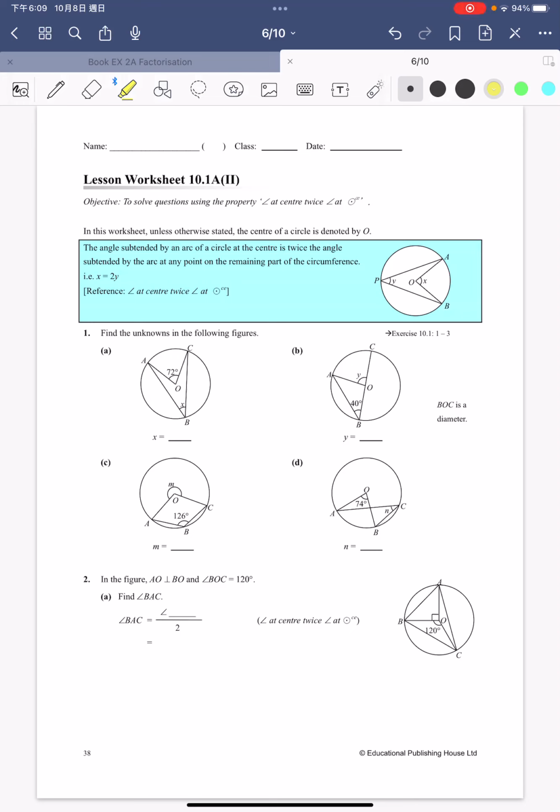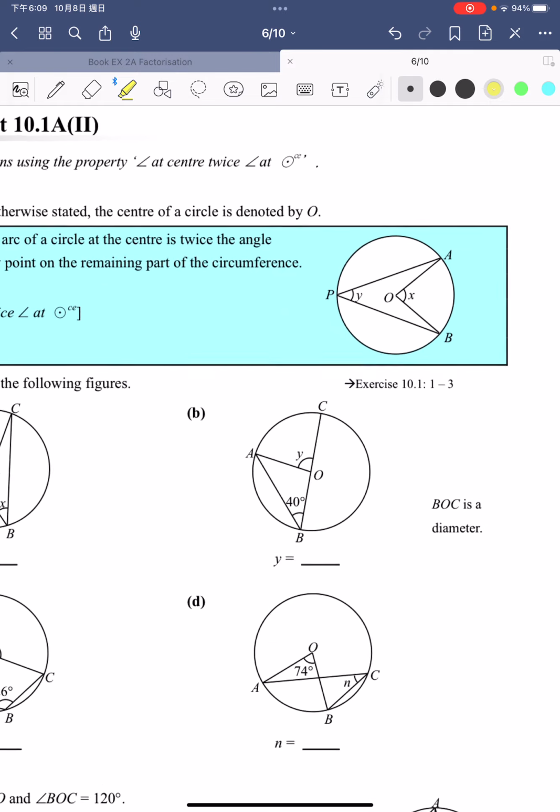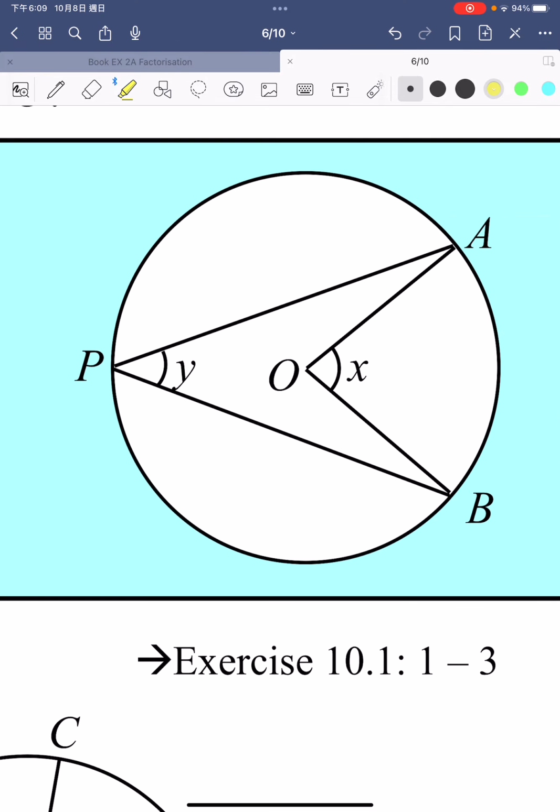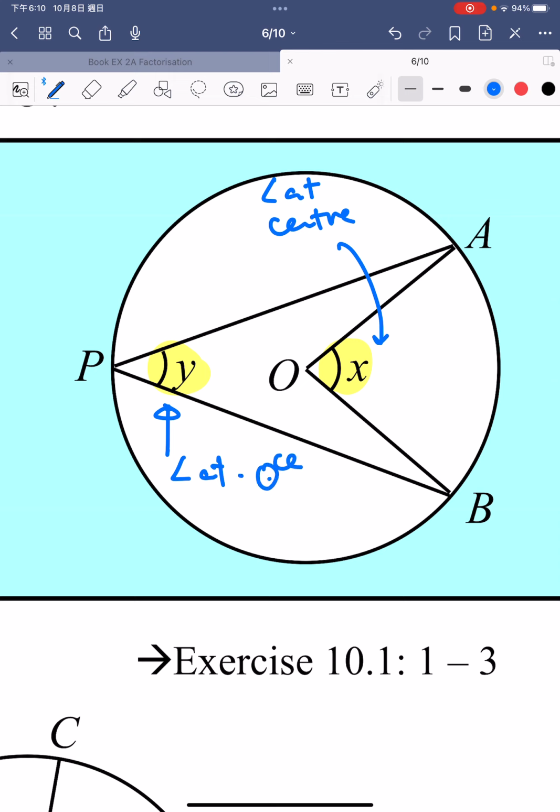Hello everyone, in this video we are going to talk about worksheet 10.1a level 2, which is about the circle property: angle at the center is twice the angle at the circumference. If we look at this circle, first of all we have angle x together with angle y. We can say that angle x is the angle at the center, and angle y is the angle at the circumference.